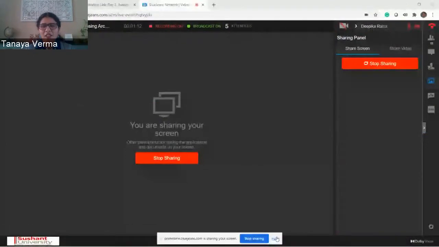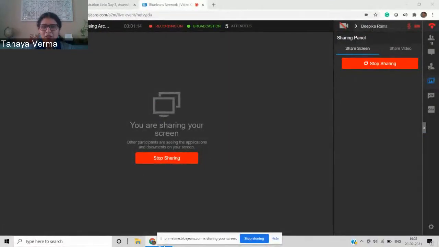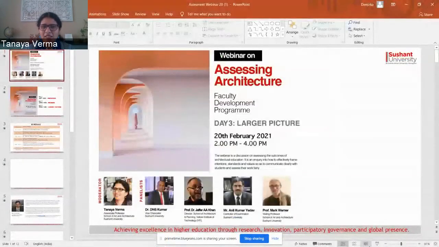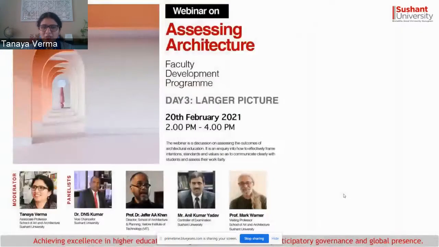For today's session, we have eminent panelists: respected Vice Chancellor Sushant University, Dr. D.N.S. Kumar; Professor Anil Yadav, Controller of Examination, Sushant University; Dr. Jafar Khan, Director, School of Architecture and Planning, Vellore Institute of Technology, VIT; and Professor Mark Warner, Visiting Professor, School of Art and Architecture, Sushant University.